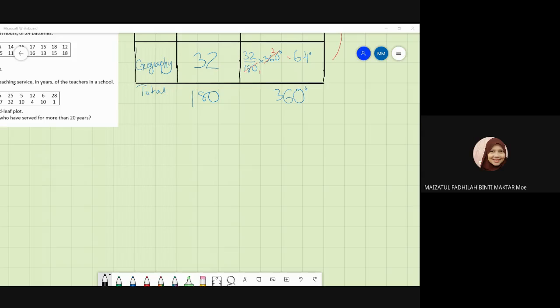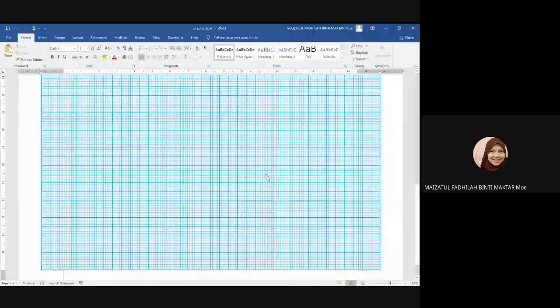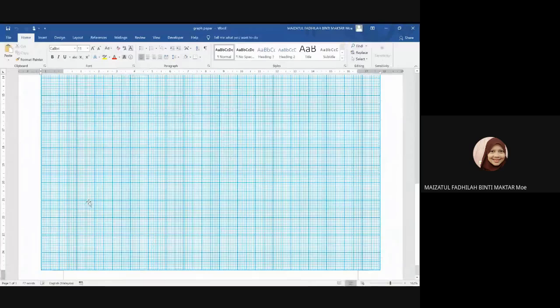Okay, so I now project the more accurate graph paper. Because the whiteboard is not very accurate, I project the graph paper that is usually used in an exam. So this is your graph paper. Please see your question.